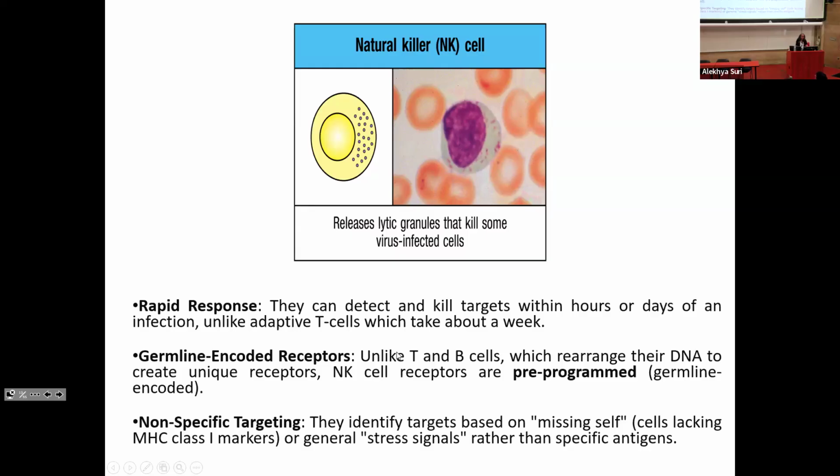And this may become clearer later, but they have germline encoded receptors, unlike the T cells and B cells, where there's rearrangement of their antigen recognition receptors. NK cells have germline encoded receptors. So these are pre-programmed, and they have non-specific targeting. They identify targets by a very interesting mechanism of missing self and recognizing stress signals. So one of their main targets is cells that are infected and tumor cells.